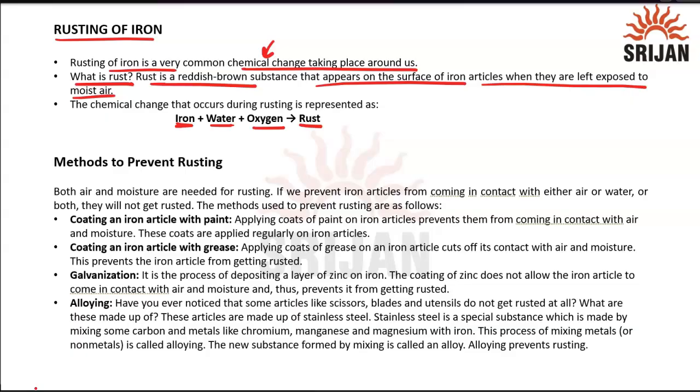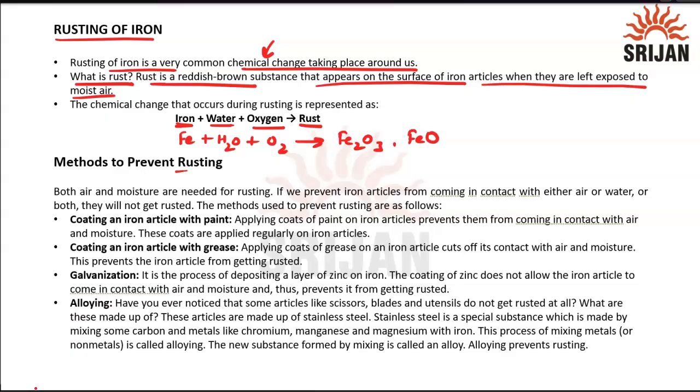If I show you the reaction, you have the iron, you have the water, and you have the oxygen. All of them come together to give the formation of rust, which looks something like this. There is hydrogen also involved. Rust is also known as iron oxide, depending upon what exactly is reacting with the iron, whether it is water, oxygen, or both.